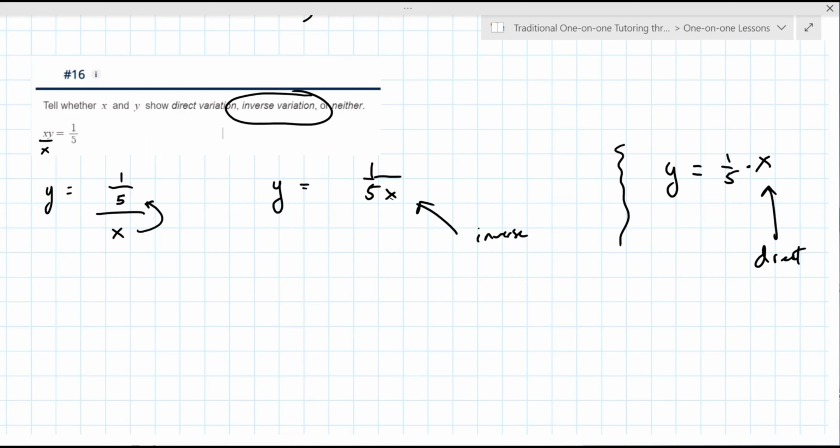So it would be an inverse. Yes. Go ahead and share your screen whenever you're ready.